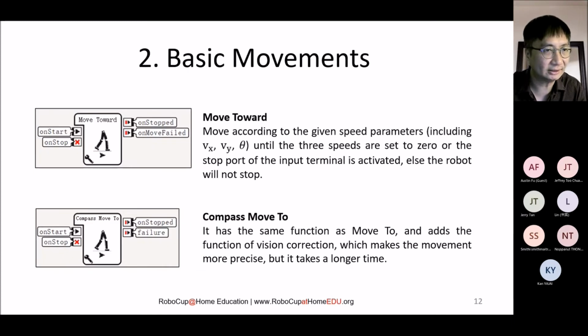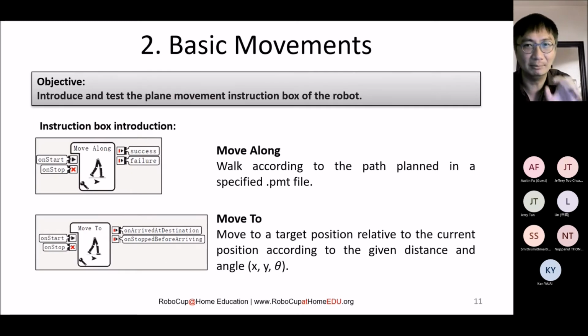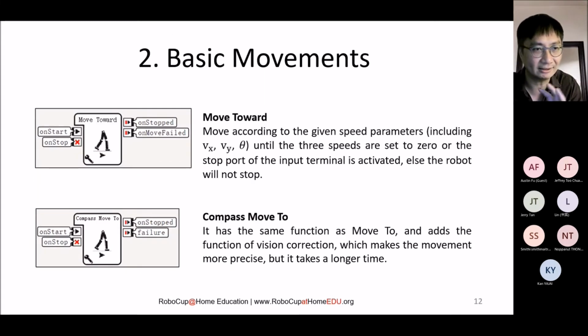Then we have the move towards. Okay, the names are very near to each other: move along, move to, and move towards. But they are slightly different in usage. Move towards moves according to the given speed parameters, including the x direction velocity, y direction velocity, and also the theta, until the three speeds are set to 0 or the stop port of the input terminal is activated. Else the robot will not stop.